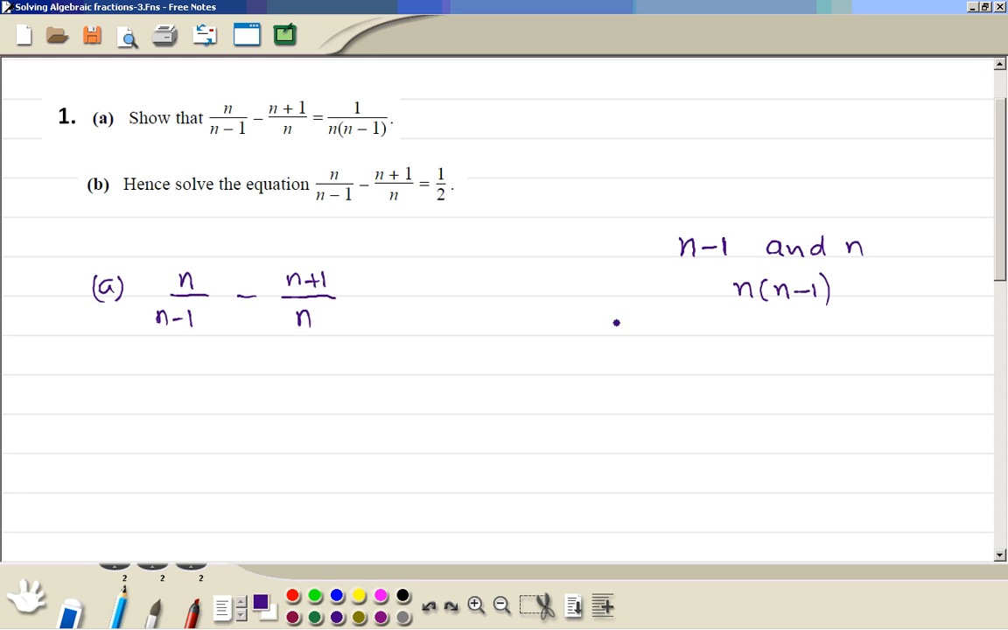So we have to write the first fraction with the common denominator n times n minus 1. Now we already have n minus 1, so we already had n there. This extra n on the bottom means we have to multiply the top by n. This one, so the common denominator is n times n minus 1.